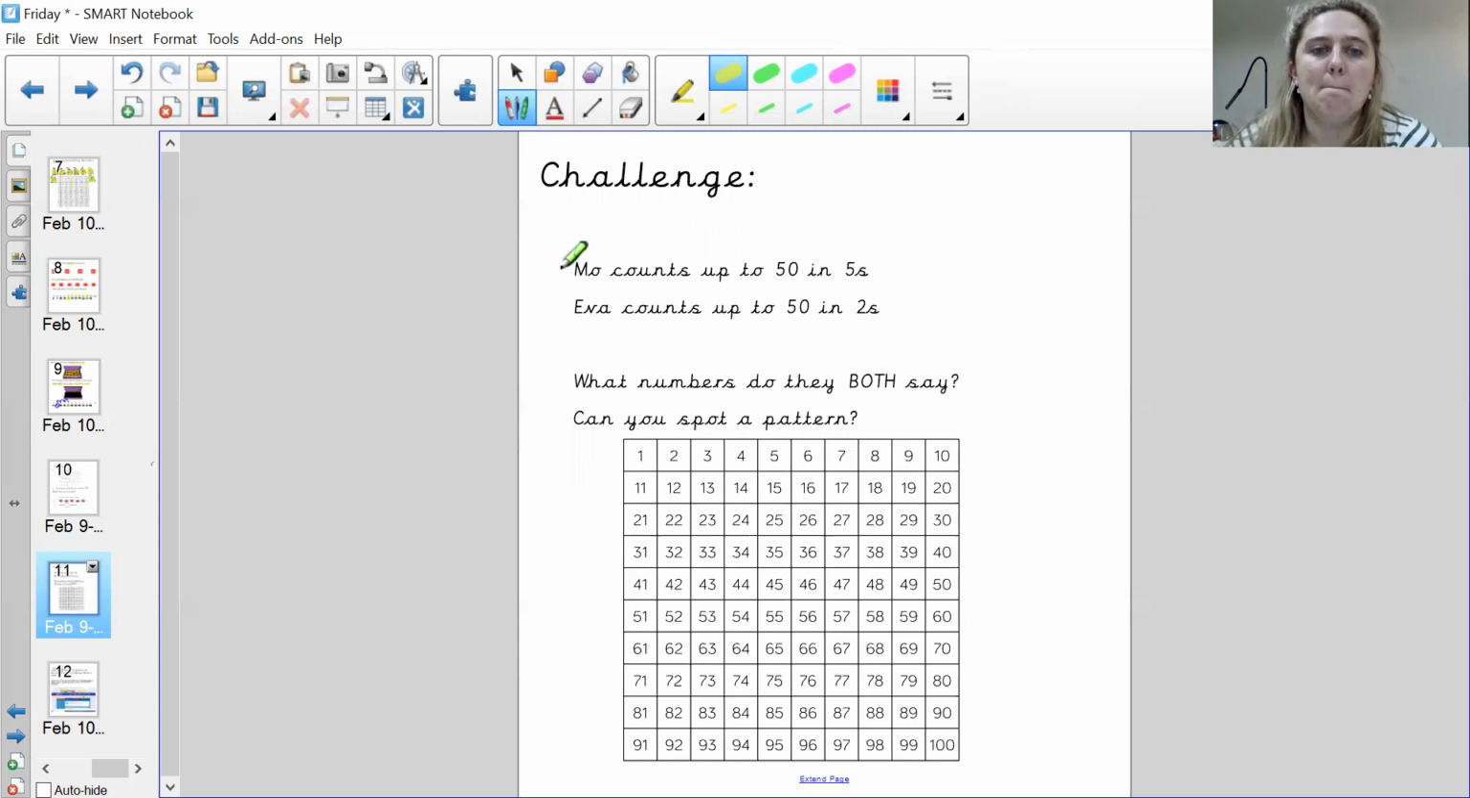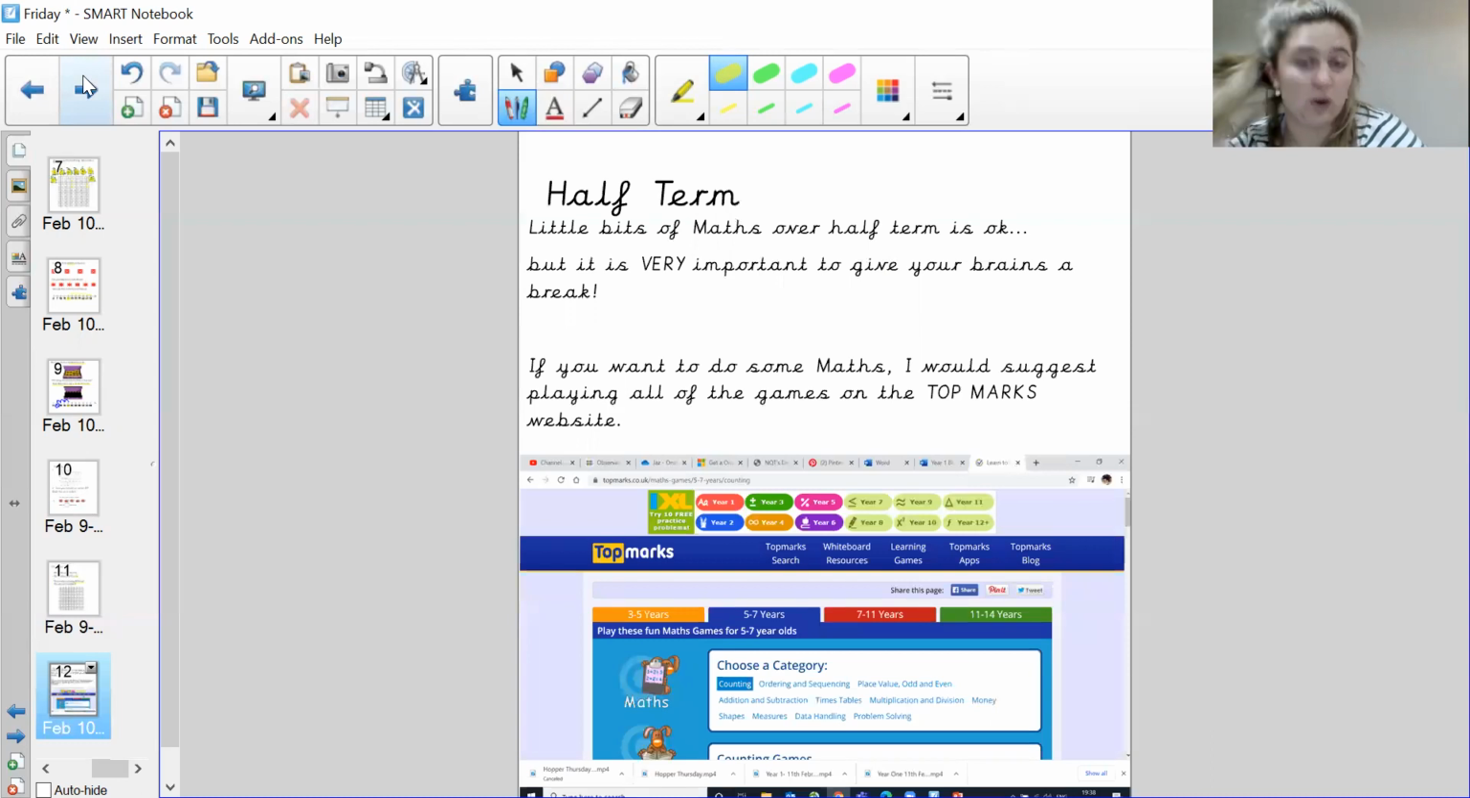Mo counts up to 50 in fives. Eva counts up to 50 in twos. What numbers do they both say? Okay, so try counting to 50 in fives and in twos, and then see which numbers you say both times. Okay, right. Before you do that challenge question, here is your half-term information.